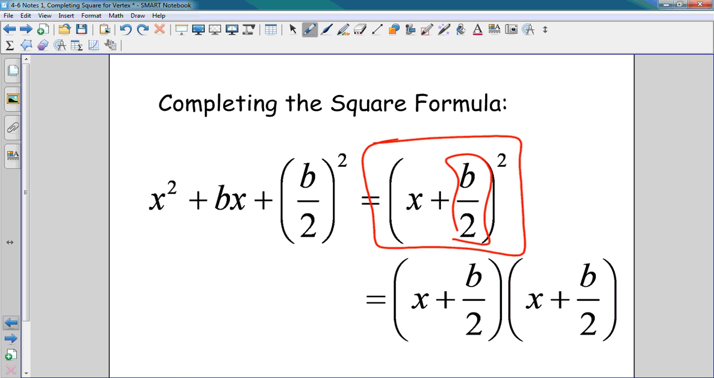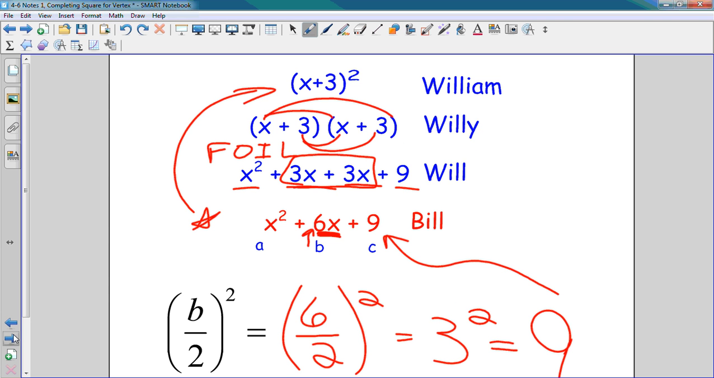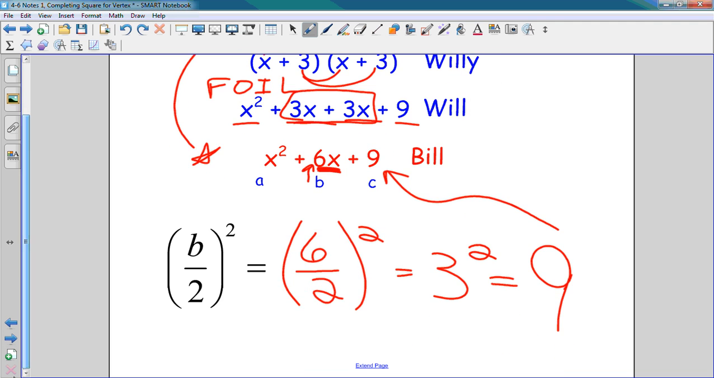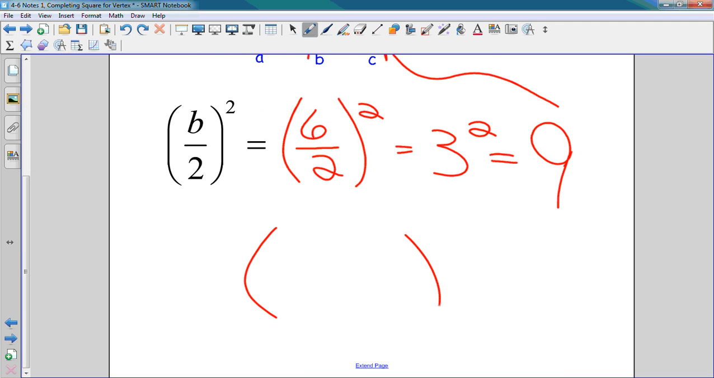How did they get this number? They took 6 and divided it by 2. Okay, that's all they did. To get it written in William form, you take x plus whatever your b is, divided by 2, and that's squared, and that's William form. That's it. That's how you go from Will to William, or Bill to William.